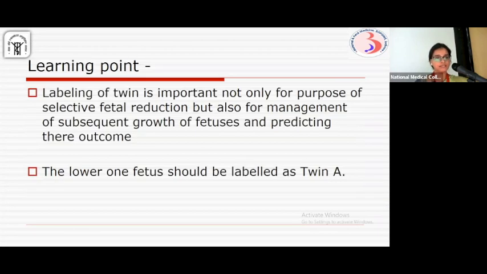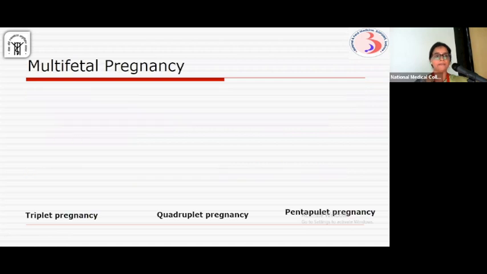The learning point from this case teaches us why the labeling of the twins is important. Not only for the purpose of selective fetal reduction, but also for the management of subsequent growth of the fetuses and predicting their outcome. It should be noted that the lower fetus should be labeled as twin A.